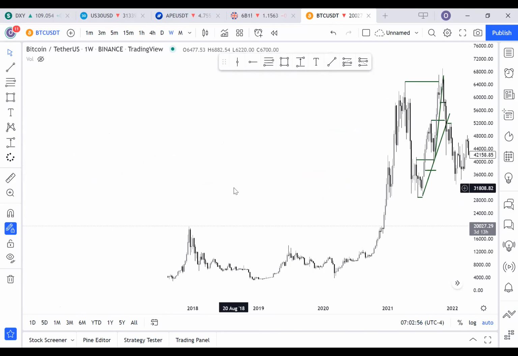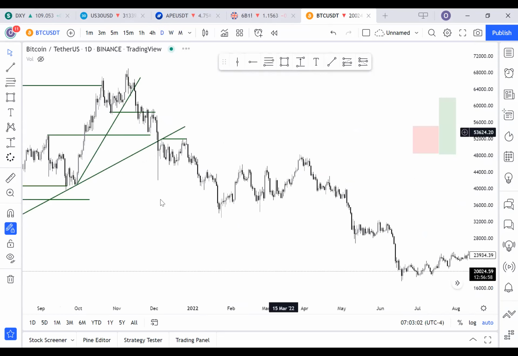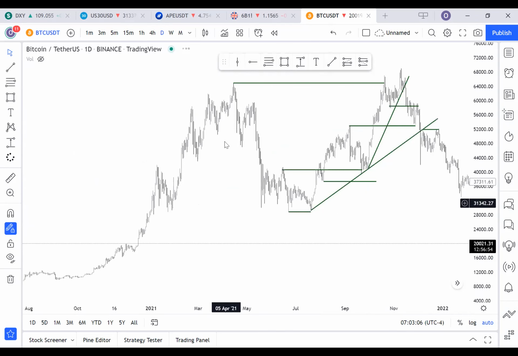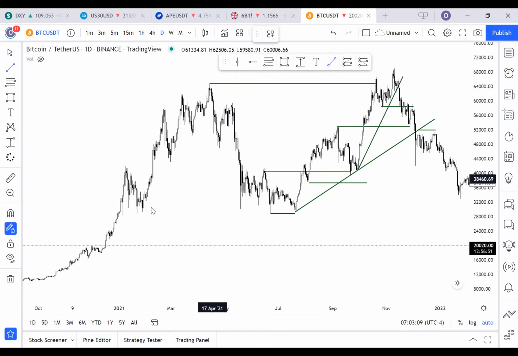Now, I'll check something on this time frame, right? So let's go to daily. We have this trend line right here. This one, and then this.